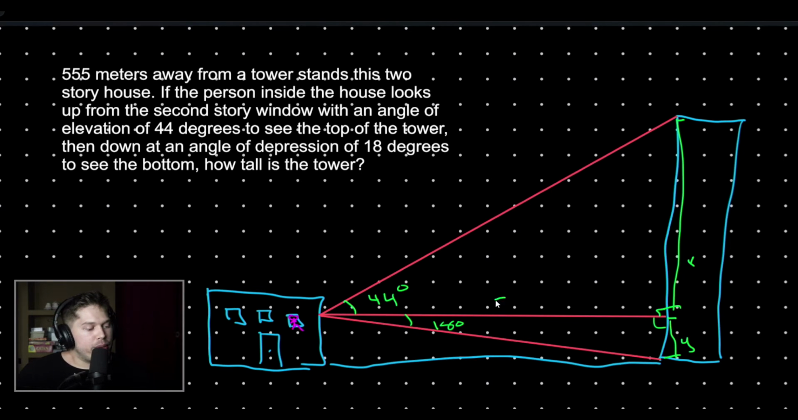Now again, we are told that we are 555 meters away from the tower. So we're searching for our opposite side, and we have our adjacent. So we think to SOHCAHTOA. And again, we're going to be using our tangent function. For most of these angle of elevation and depression problems, you do use the tangent function. It's not always that way, but it often is.